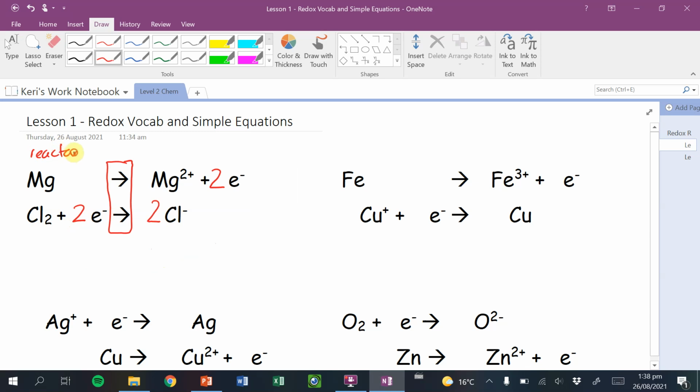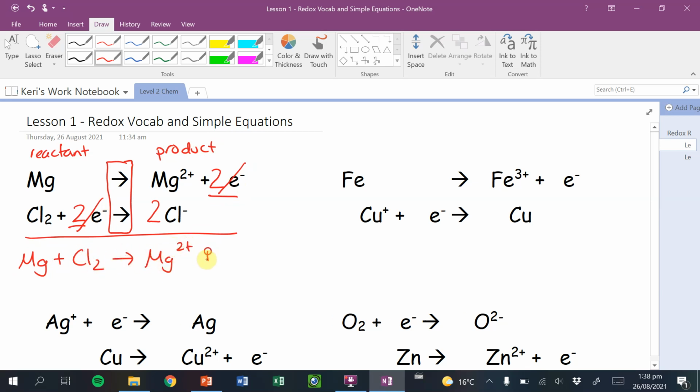Reactant, product. There we go. And then what I'm going to do is put the full equation together. I'm checking to see if my electron numbers match, and they do, so I can automatically cancel them out and just rewrite the final equation. So magnesium plus chlorine makes the magnesium 2+ ion plus the 2 chloride ions. Hopefully that keeps it nice and simple for you guys to think about when you are looking at it.